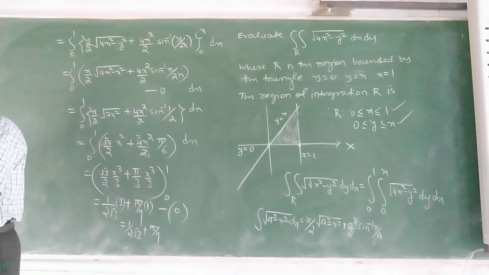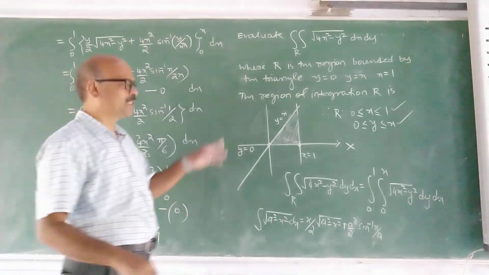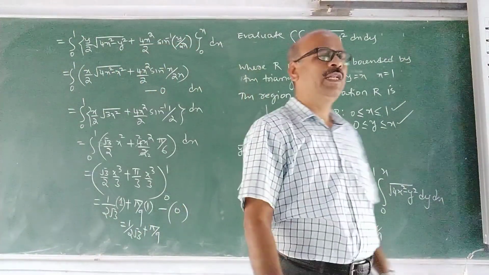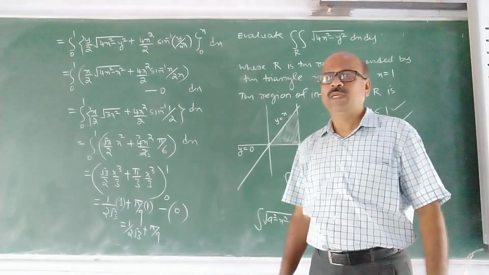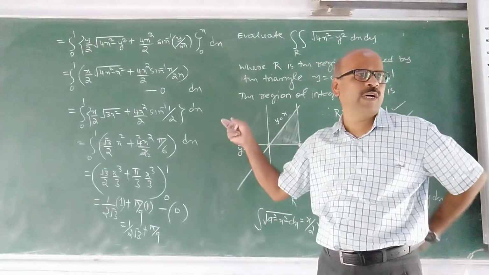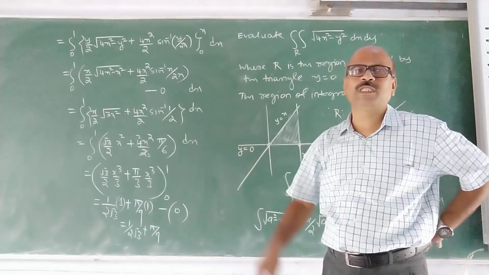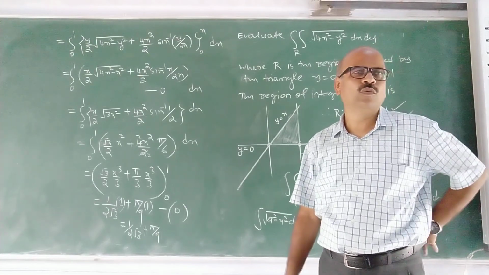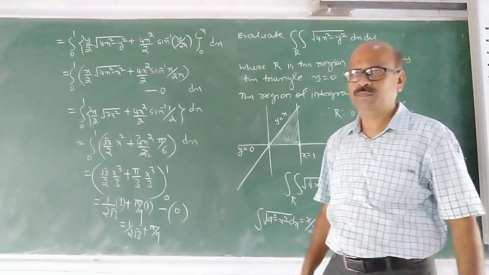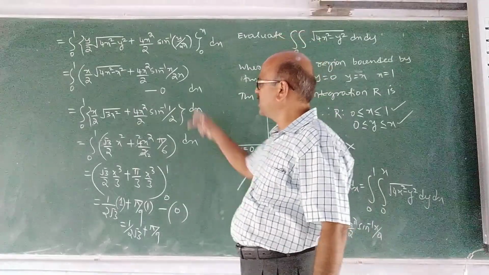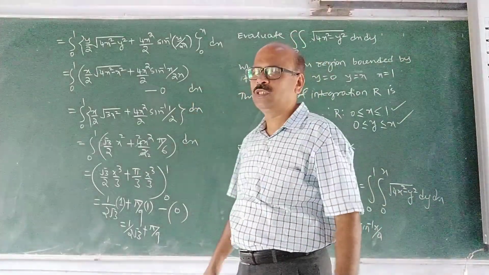I think this is enough today. Next is how to find the volume. See, if f of xy is 1, then the double integral represents area. Similarly, if f of xyz is 1, the triple integral represents volume. So we use that to find the volume. Next topic is how to find the volume using triple integrals.